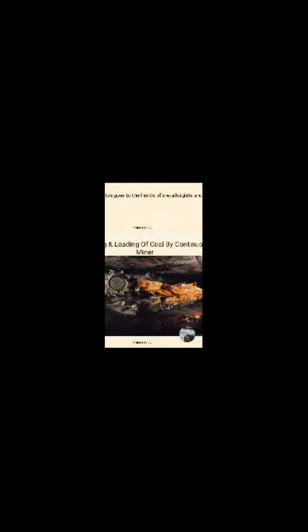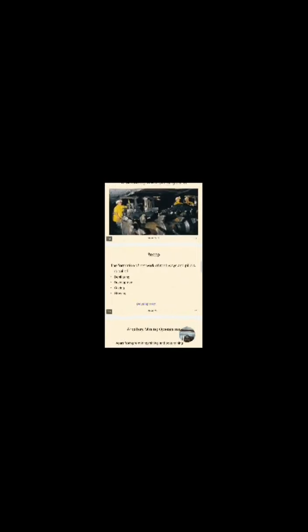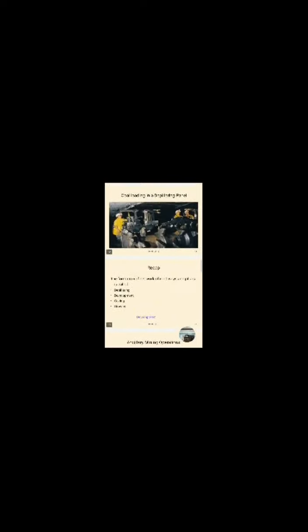this is the continuous miner. The coal seam is the breaking and loading of coal by continuous miner. This is the pick. This is the coal loading in a depillaring panel. These are the various mining operations.